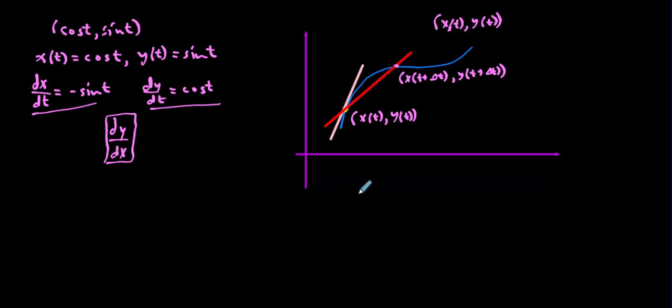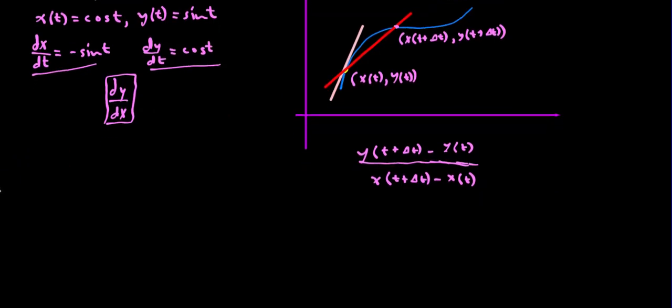And you know that that would be the change in the y's. Here's the one y minus the other, over the change in the t's. So this is x of t plus delta t minus x of t. That's the change of the y's over the change in the t's, and that is the definition of slope.